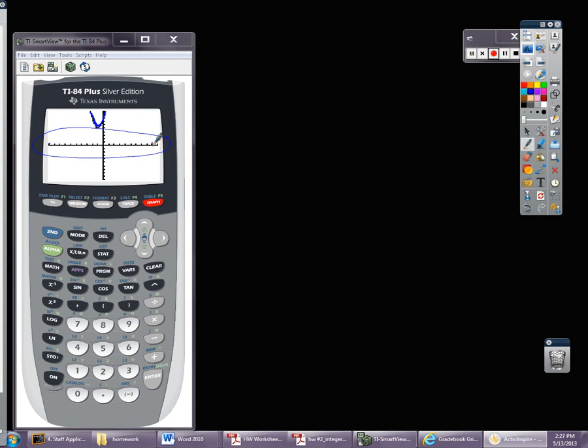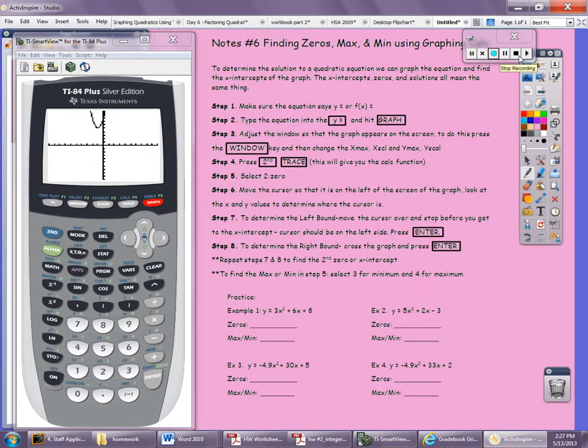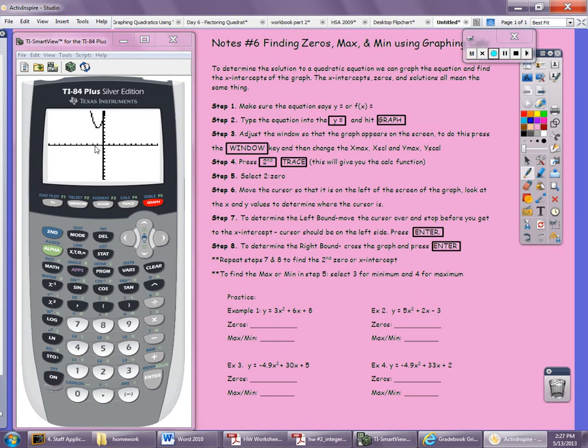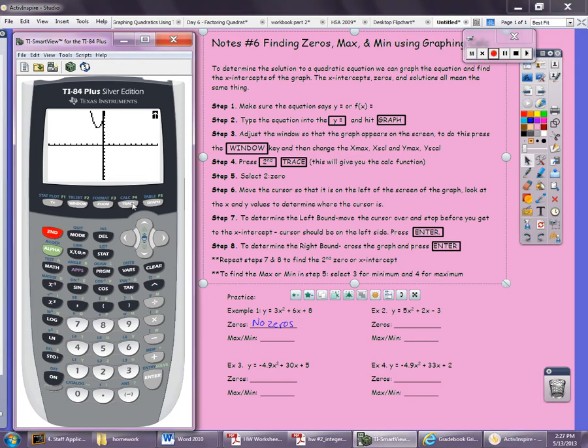So when we look at our zeros, well, this graph never crosses the x-axis, so we have no zeros. So there's no zeros, or there's no solutions. But we can find the minimum and the maximum value. So to do that, we want to go down to step 4, where it says second trace. So we hit the second button, and then the trace.